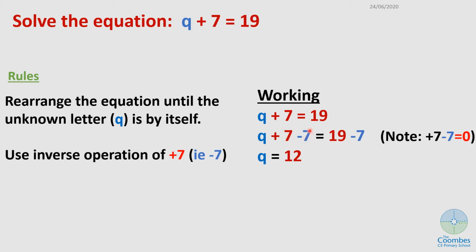So on my left hand side, I'll only have the letter Q. Now on the right hand side, I have known numbers, quantities. I know if I take 7 away from 19, 12 remains. So Q is actually equal to 12.